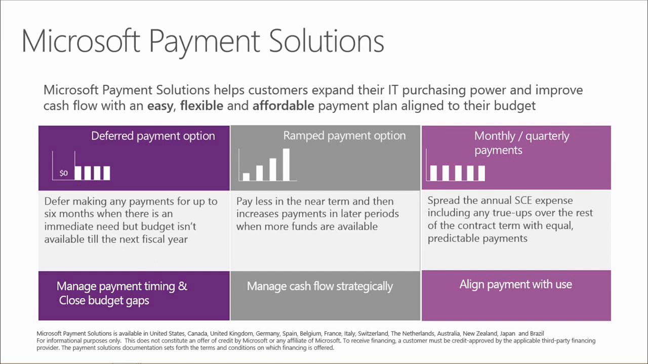SCE requires that 3 equal payments be made each year, but this may not align well to your investment and cash flow needs. With Microsoft Payment Solutions, you can ramp payments over the term of the SCE, paying, for example, 10% of the entire 3-year SCE investment in year 1 when funds are needed for other projects, 30% in year 2, and 60% in year 3 when more funds are available.